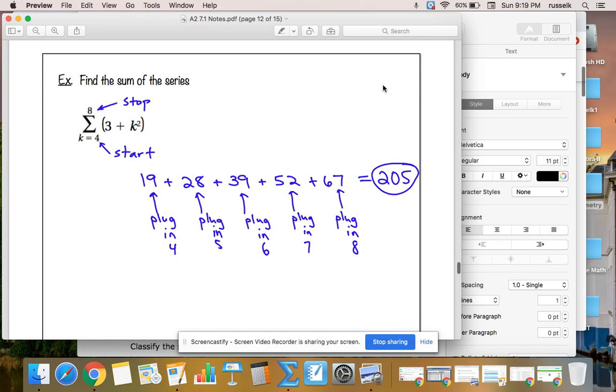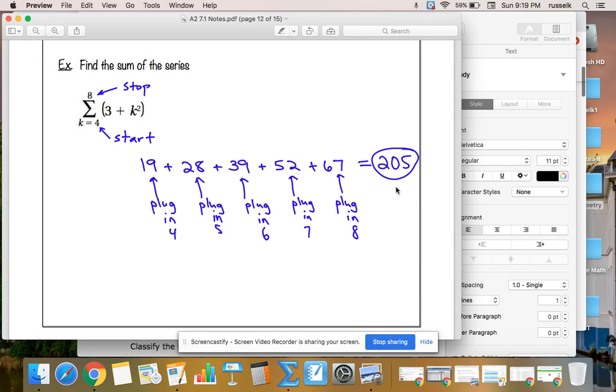Other way around, if they give you your equation already and ask you to find the summation, then just go ahead, start plugging in with your bottom number. So I plugged in 4, plugged in 5, plugged in 6, plugged in 7, plugged in 8. I can stop there because that's my top number, and then add them all together for the end. That's one of your IXL sections as well. That one shouldn't be too bad. It might just take a little bit of time plugging things in.